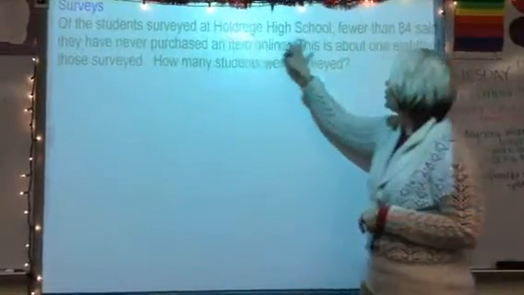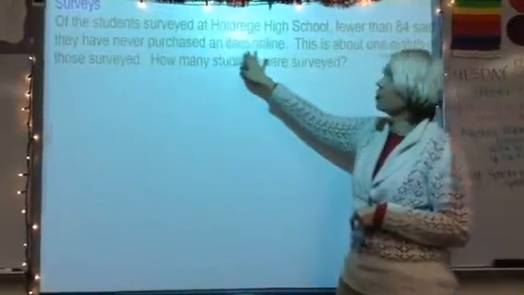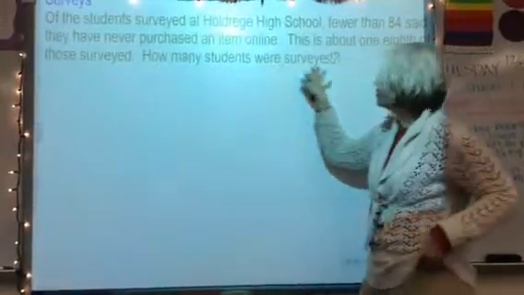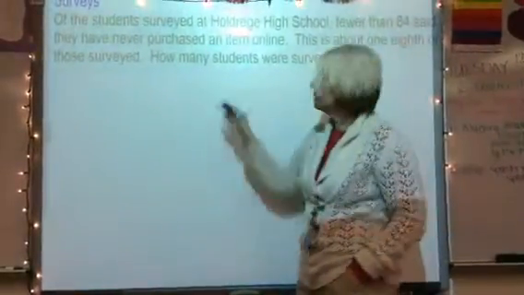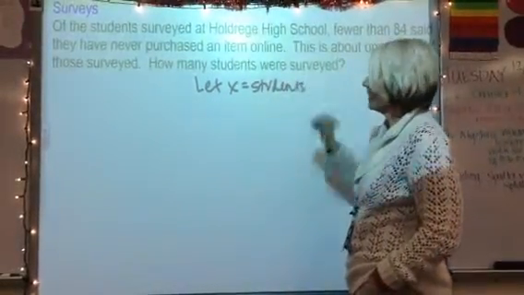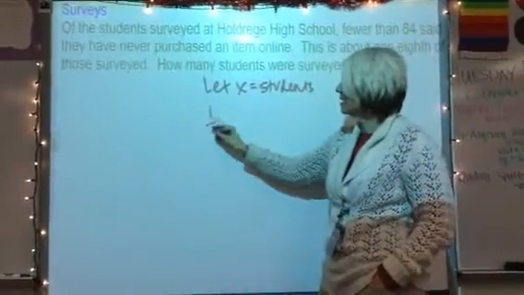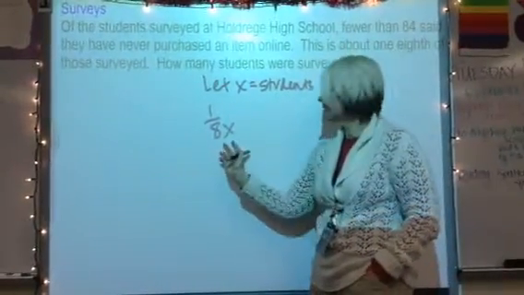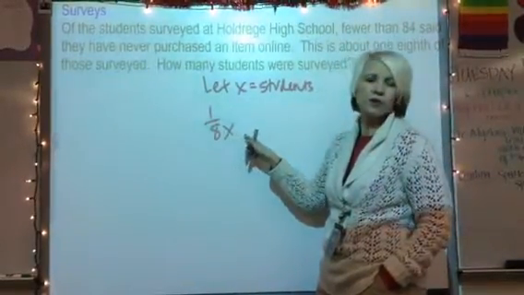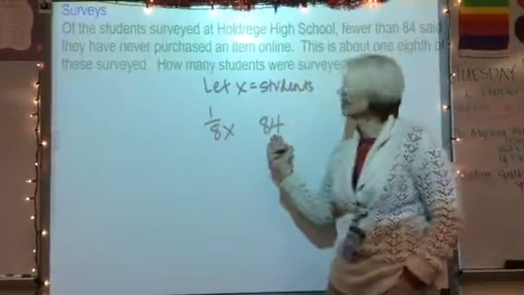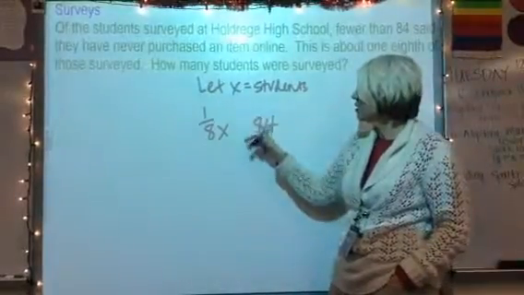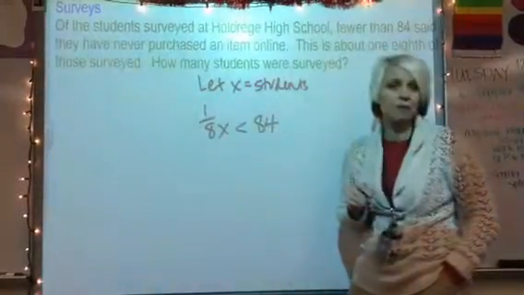Of the students surveyed at Holdrege High School, fewer than 84 said they have never purchased an item online. This is about 1/8 of those surveyed. So how many students were surveyed? We want to write a let statement first. So we're going to say let X represent the number of students that were surveyed. So 1/8 of the students surveyed, this would be an expression for that, says that they had not purchased something online, and it was fewer than 84 people. So we can look at our notes and see the fewer word, what that might represent, but we know that this group is less than 84.